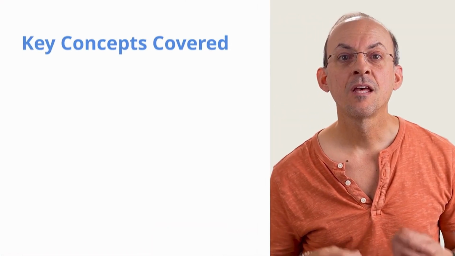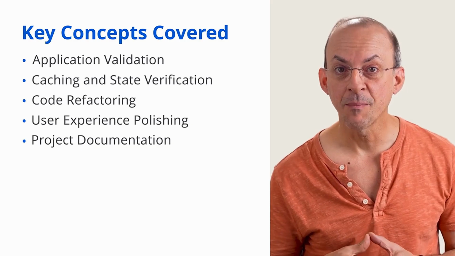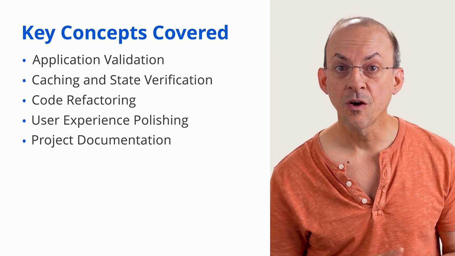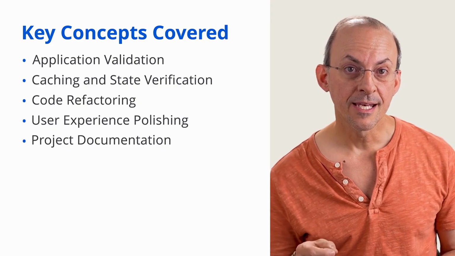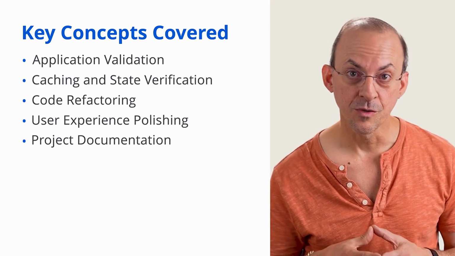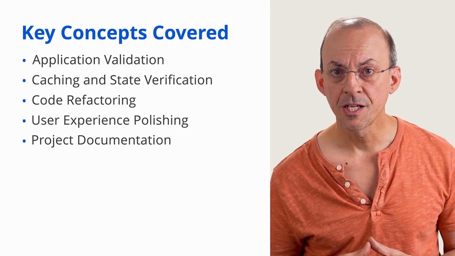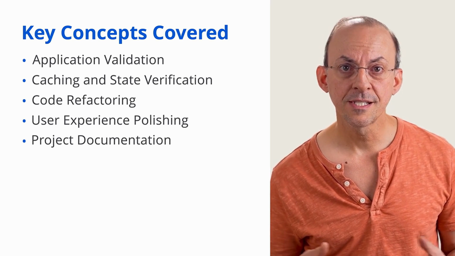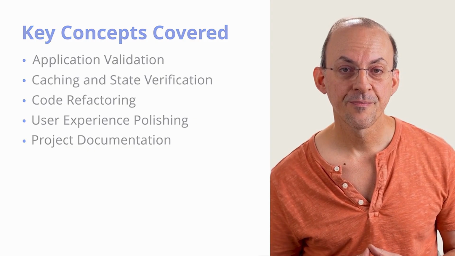In this final capstone activity, you'll bring everything together and refine your project. You'll validate your application from end to end, verifying caching and state behavior, refactor your code for clarity and efficiency, polish the user experience, and document your project. Copilot will help you refine your work so it's ready for peer review. This will help you refine your full stack application. You'll make sure it works as intended, looks polished, and is ready to share with others.